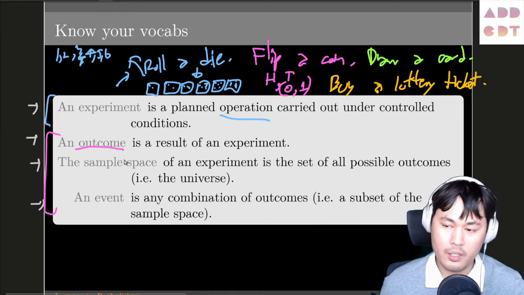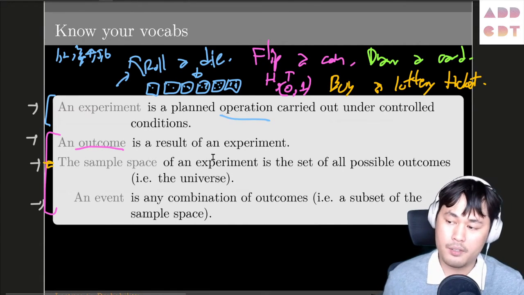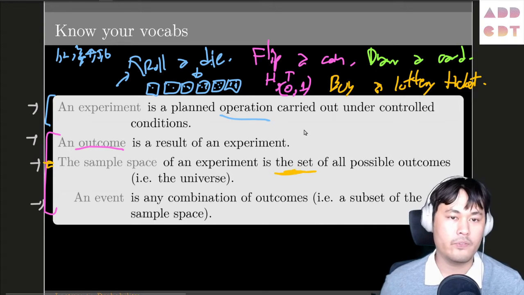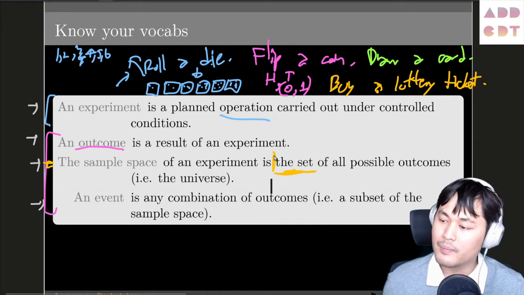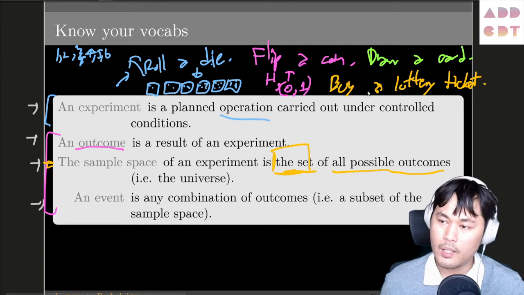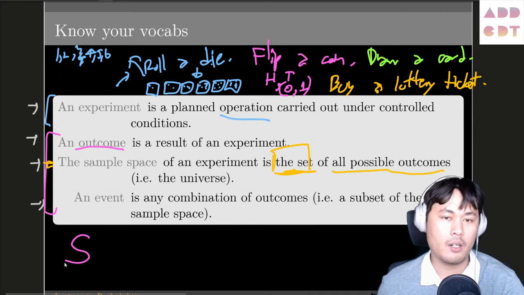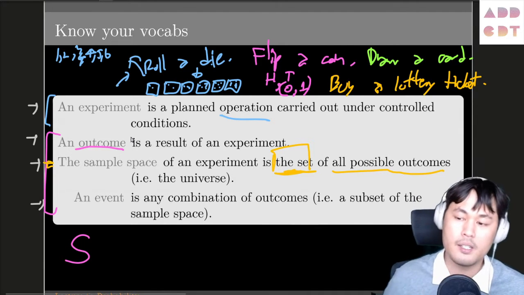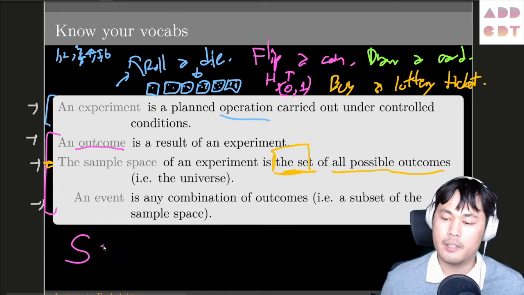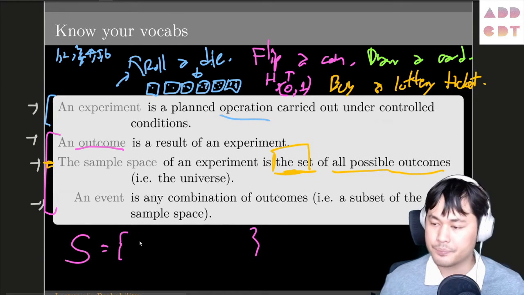And then 2 more words for an outcome. First, we have the sample space. The sample space is a set, the set of all our possible outcomes. Whenever we talk about the sample space, usually we use the capital letter S to represent it. And then you have to include all the outcomes here.